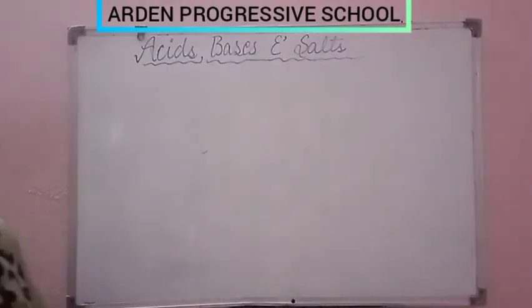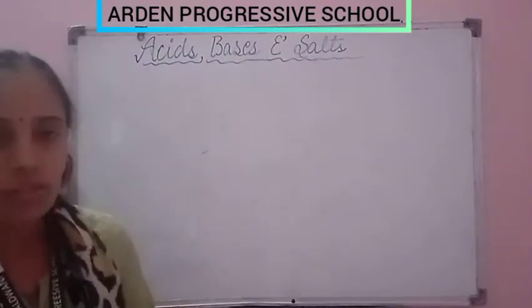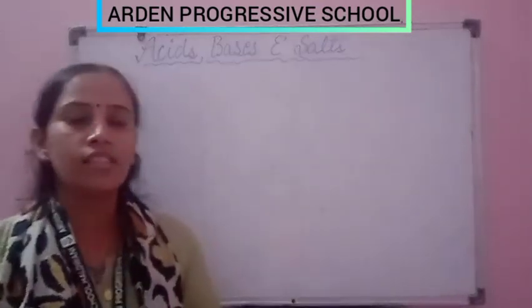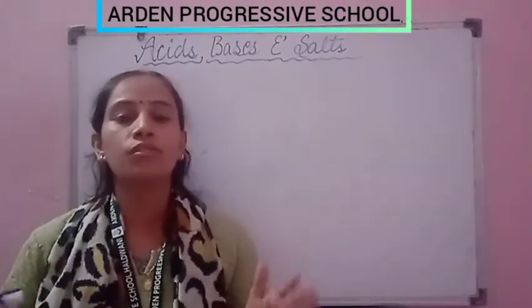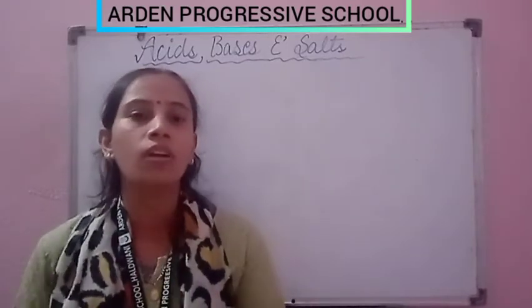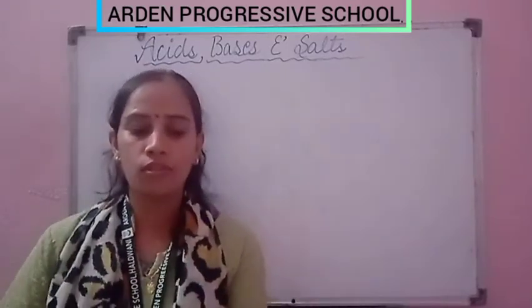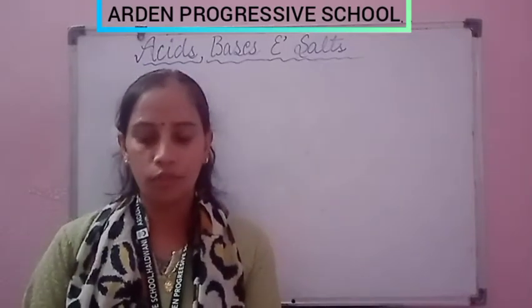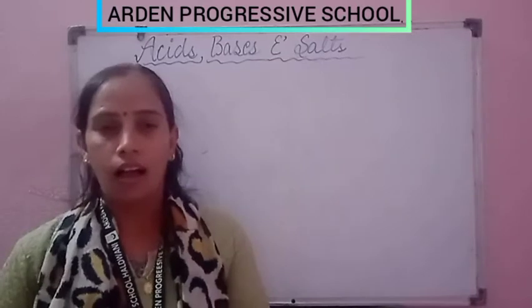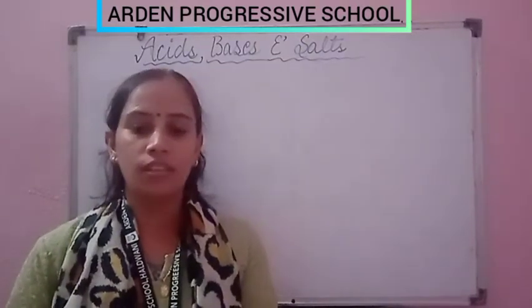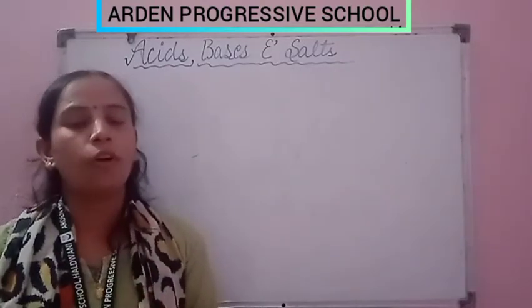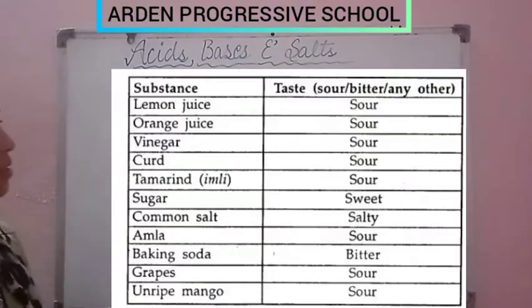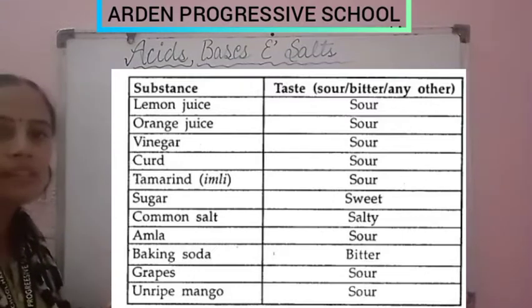Clear? So students, there are 11 questions in your exercise. We have completed them. Now there are some tables also which we have to fill in our book itself. You have to see at the starting of your chapter, there is a table on page number 49. First we discuss table 5.1. The table 5.1 is on your screen. Here you have to write the taste of these substances.